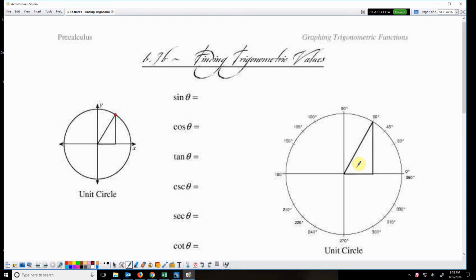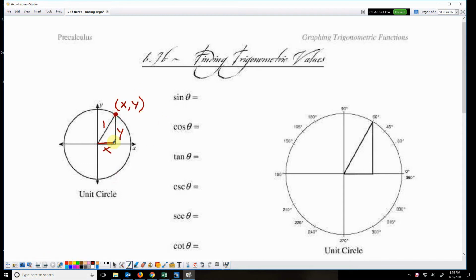Today we're going to find trig values on the unit circle. So first, what's showing here is some reminders of things we learned last semester. On a unit circle, the radius is 1. Here's our x value, here's our y value. So this point right here is some values of x and y.